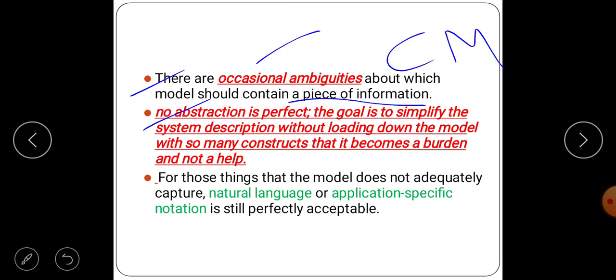What is the goal of abstraction? The goal is to simplify the system description without loading down the model with so many constraints that it becomes a burden and not a help. Means in abstraction the goal is to simplify the system description.